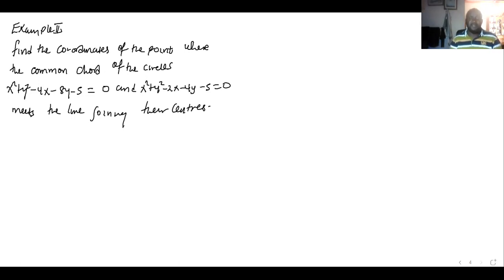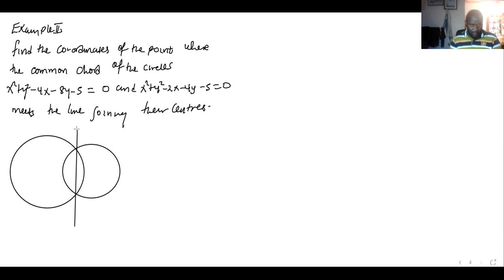Now, here is this question. This is why we sometimes need a model to see what the question is actually looking for. Now, you hear what this question is saying. The question says, find the coordinates of the point where the common chord, which one? This one. Does what? Meets. This is our common chord. What is it going to do? It is going to meet the line joining the centers of the circles.